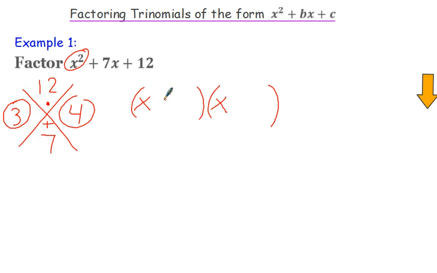Okay, and then we have a positive 3 and a positive 4, so we're going to put x plus 3 and x plus 4. And it doesn't matter the order. I could have switched those, and that would be totally acceptable. And those are your factors.